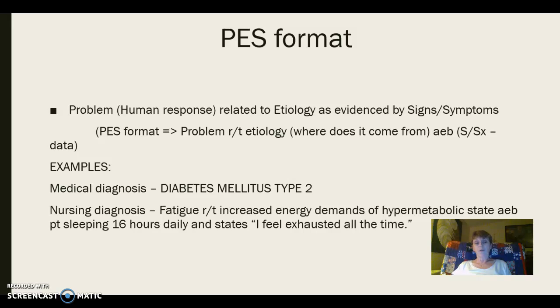An example would be if a patient came in with diabetes mellitus type 2. The nursing diagnosis may be fatigue. They come to the facility because they have overwhelming fatigue. The fatigue is the problem. It's related to the increased energy demands of the hypermetabolic state, as evidenced by the data you collected showing that they're sleeping 16 hours a day and the patient states they feel exhausted all the time.